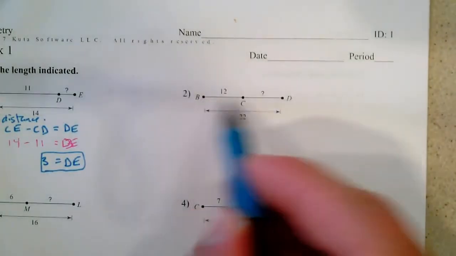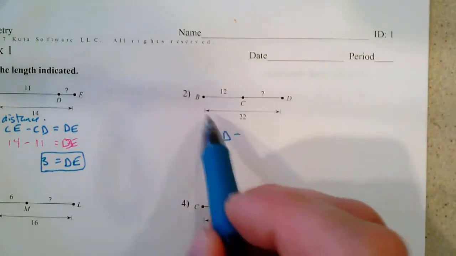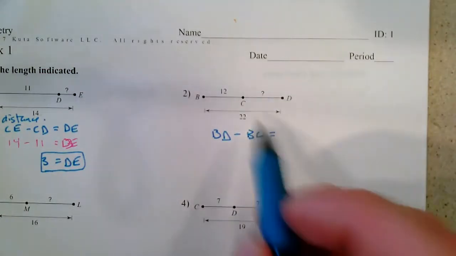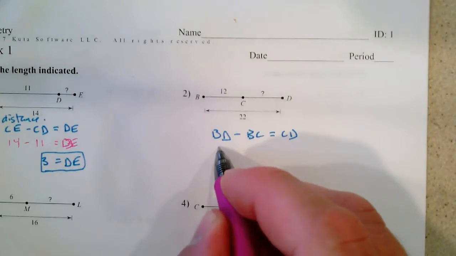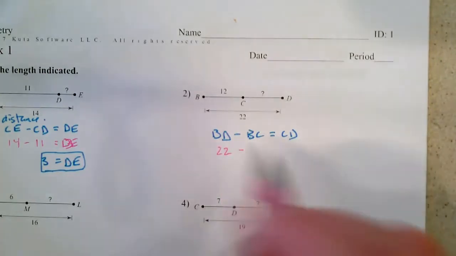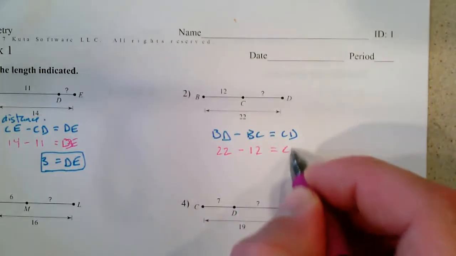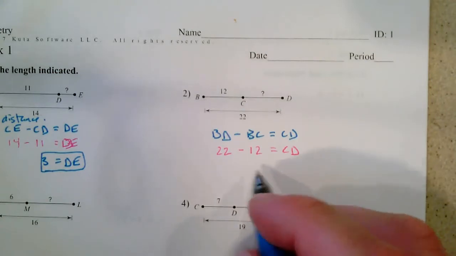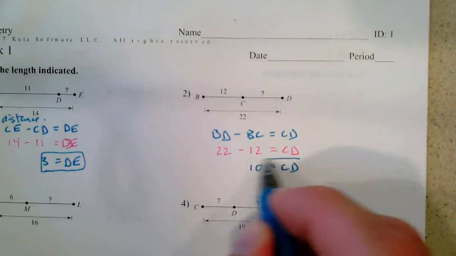All right, let's go next door. Here, we've got that the distance from B to D minus the distance from B to C equals the distance from C to D. Okay. Then we'll go in and do our substitutions. BD is 22. Take away BC, which is 12, equals CD. 22 minus 12 is 10, equals CD.